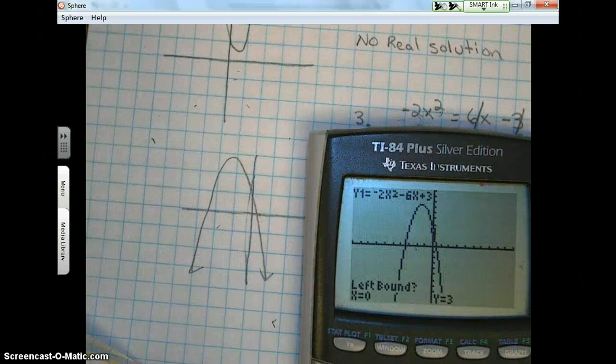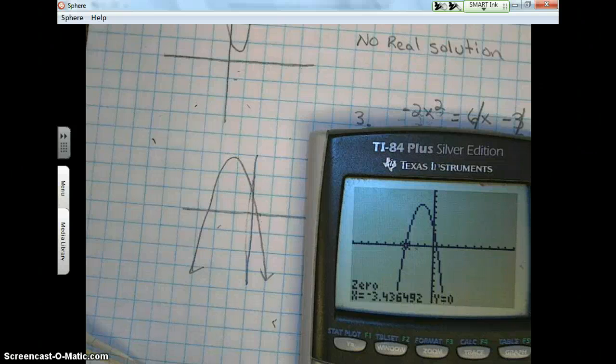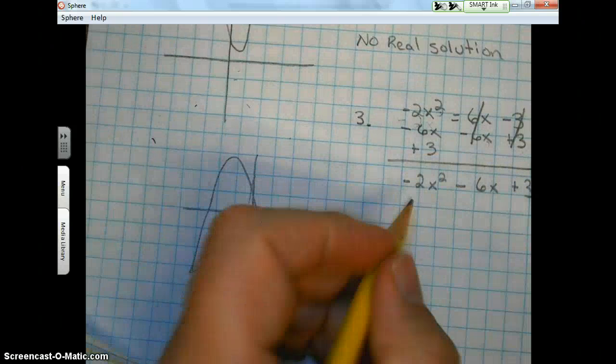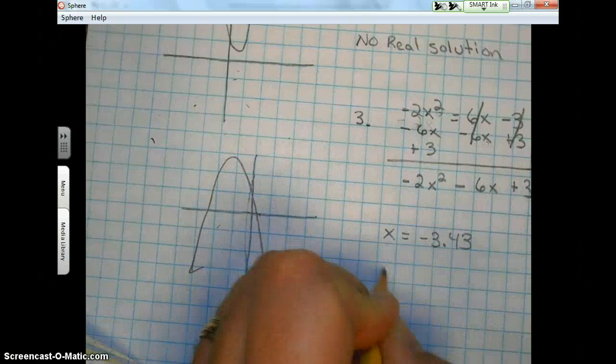Enter. Right? So it says left bound. So I'm going to go ahead and do the one over here first. So left, enter, then arrow to the right, enter, enter. One more time. So we have a solution at negative 3.43, approximately.